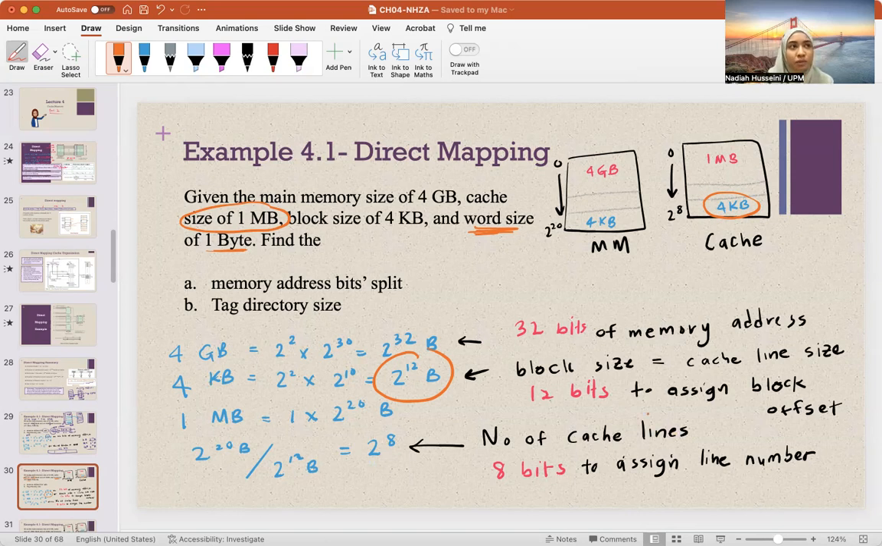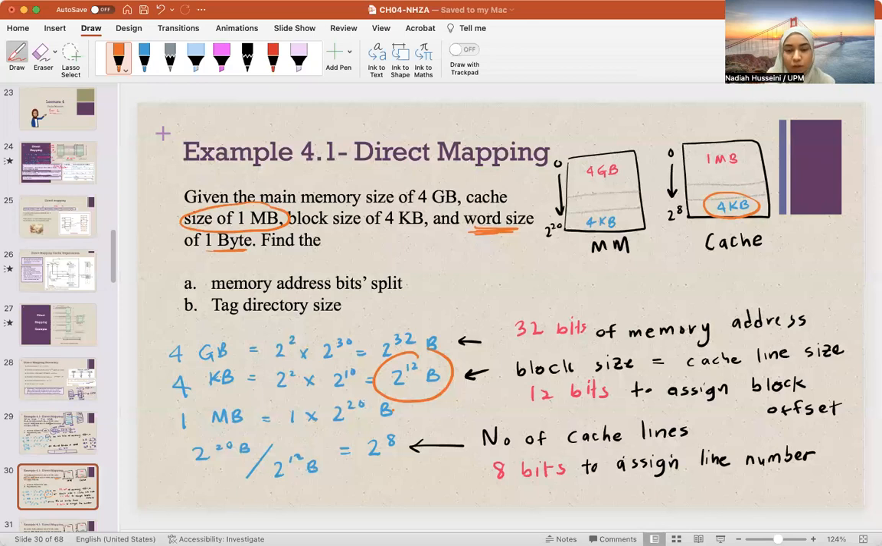Now, to assign a binary number to all of these cache lines, I would need 8 bits, which means that I need 8 digits of binary number to assign the line number to all of my cache lines. Because I have 2 to the 8 number of cache lines, therefore I need these 8 bits, or 8 binary digits, to assign the line number.